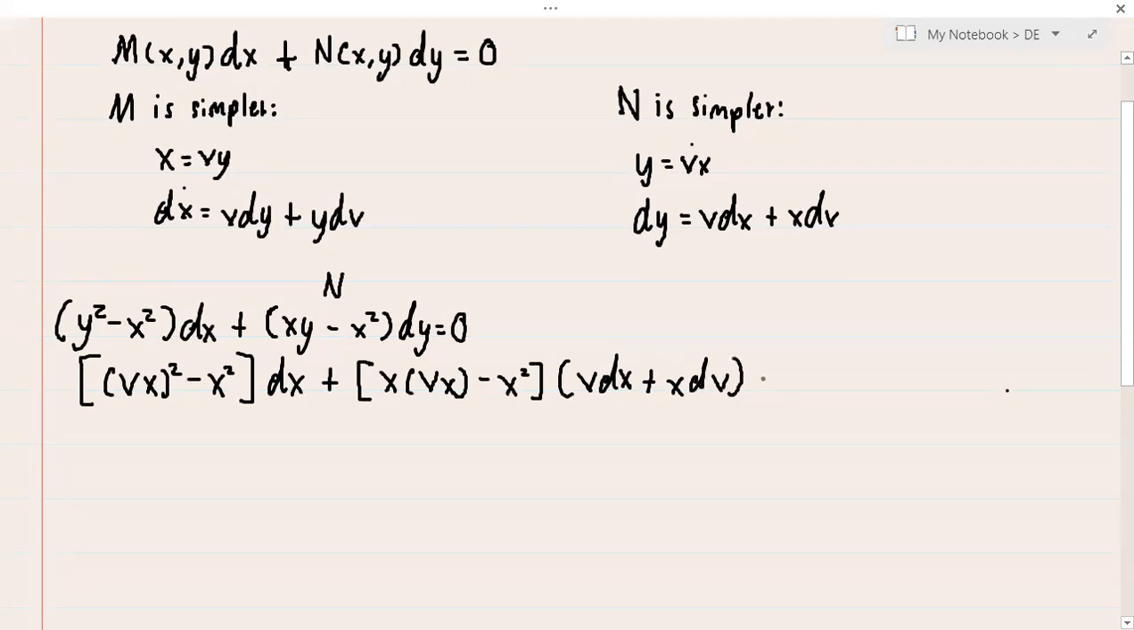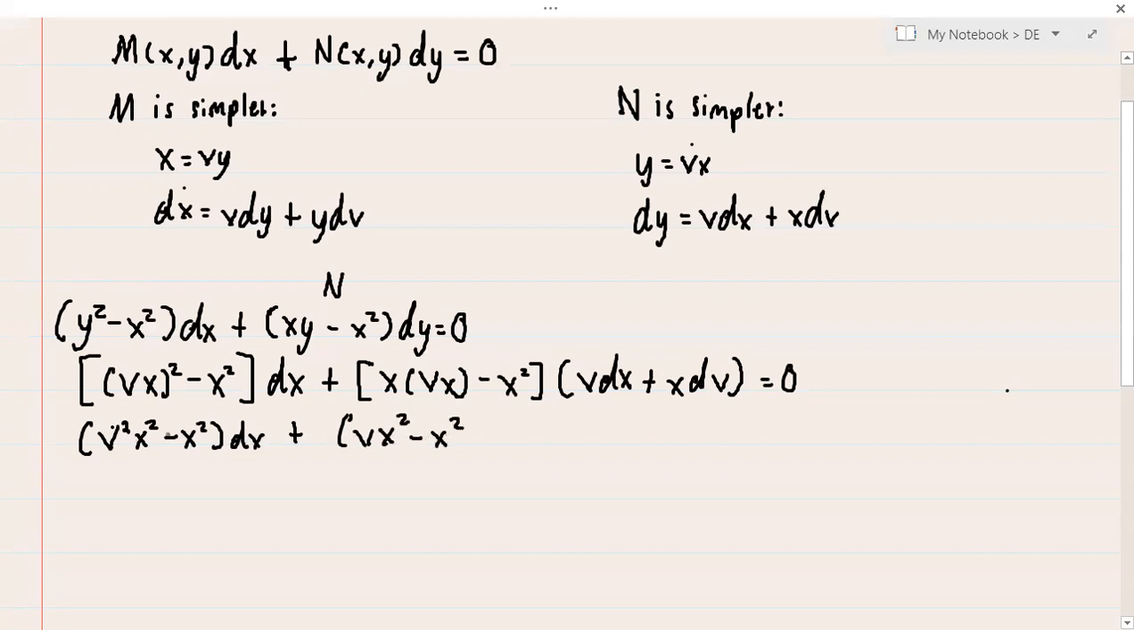There you go. Now let's simplify. So ito, this would be v squared x squared minus x squared times dx plus ito, magiging quantity v times x squared minus x squared.